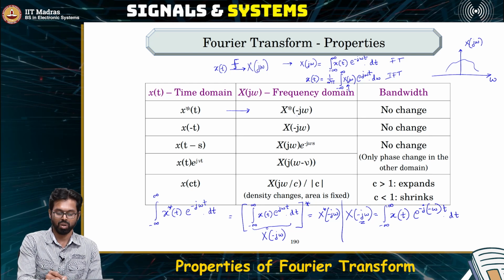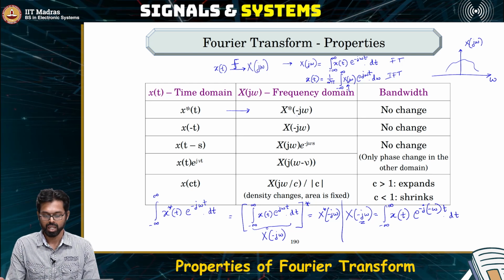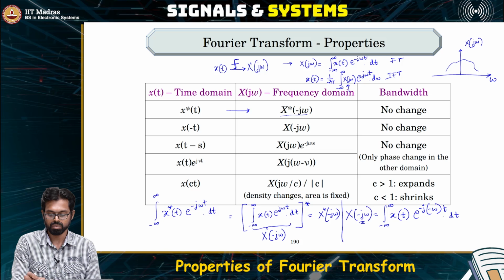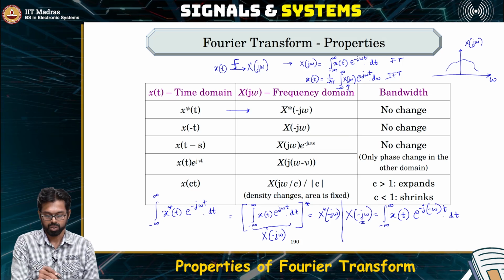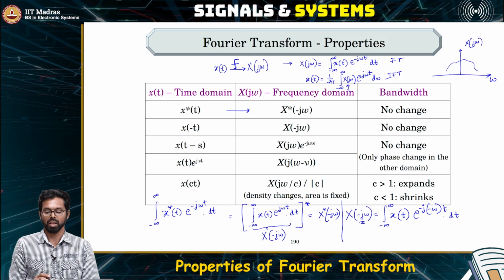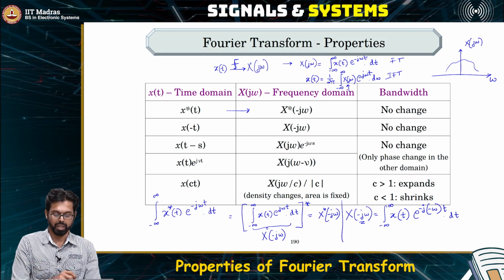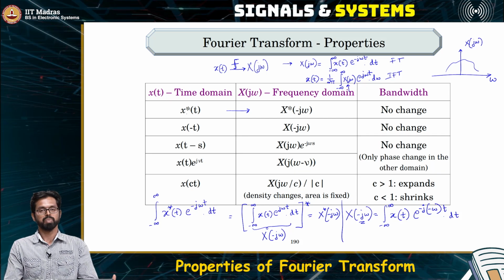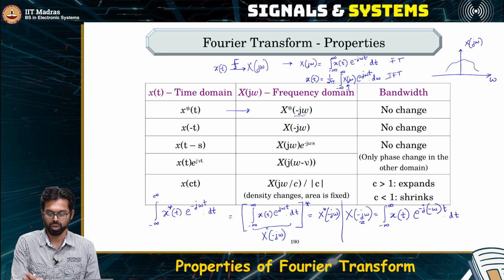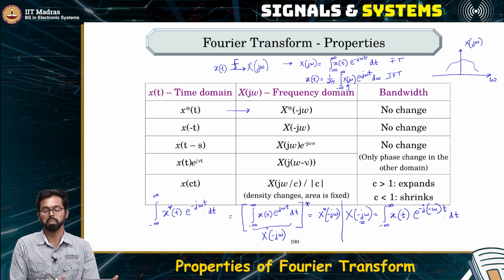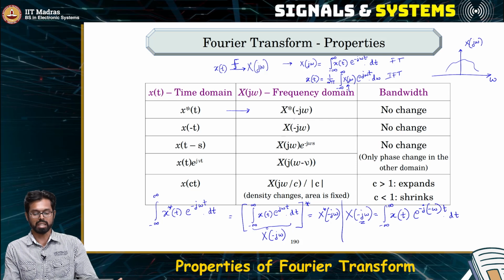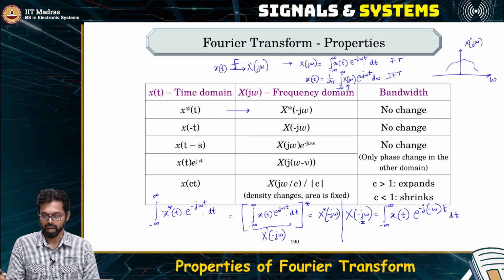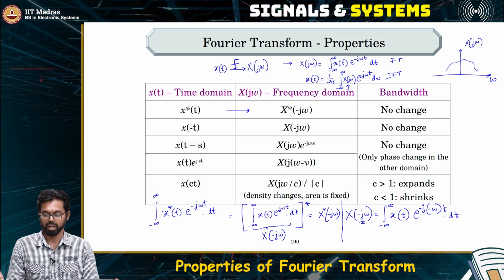So what happens when you take the conjugate? The negative frequencies get a sign flip, and that is exactly what is happening here also. Okay. So when you take x star of t, that is a conjugation in the time domain. The conjugation in the time domain is equivalent to the conjugation in the frequency domain and also flipping the frequency component. So whatever was the negative frequency component becomes the positive frequency component with the conjugation, okay, and vice versa. What happens to the bandwidth? The bandwidth does not change.